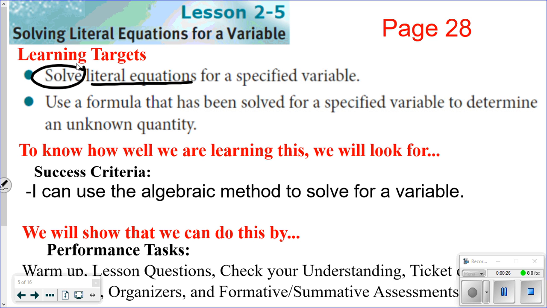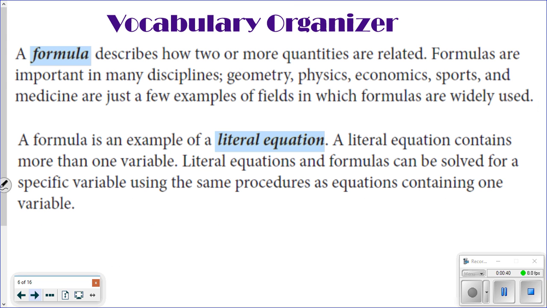Then, probably tomorrow, we are going to use a formula that has already been solved for in order to determine an unknown quantity. If you had a vocab organizer, we would put these two terms on it, but this year it's a little bit different because we're virtual. So go ahead and just read these two paragraphs in your book. You might need to pause the video to do so.